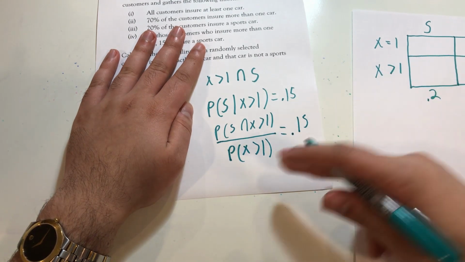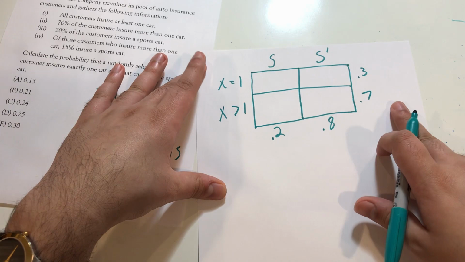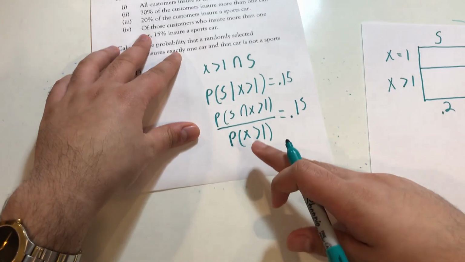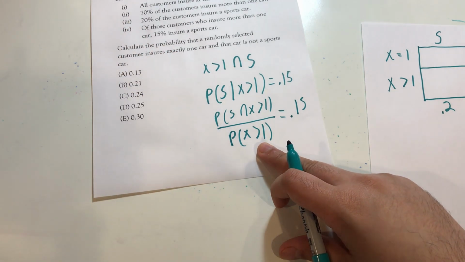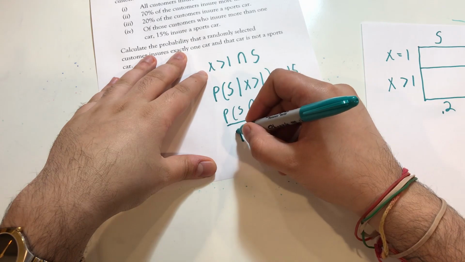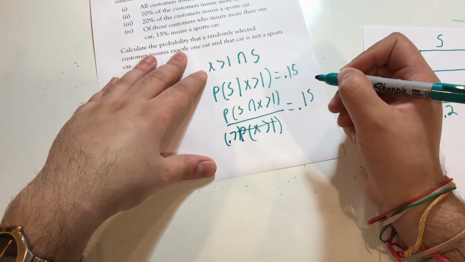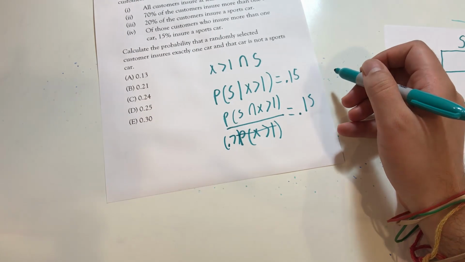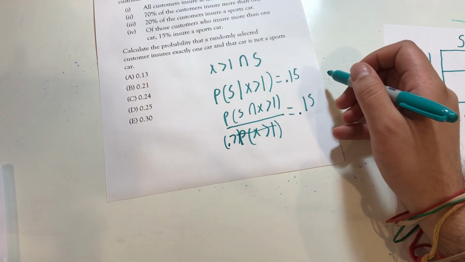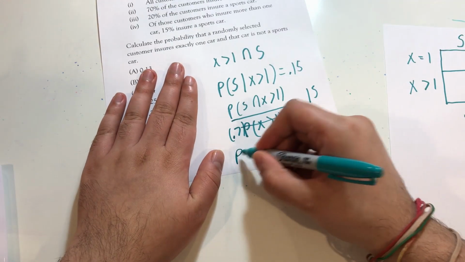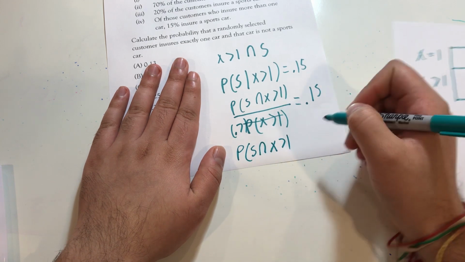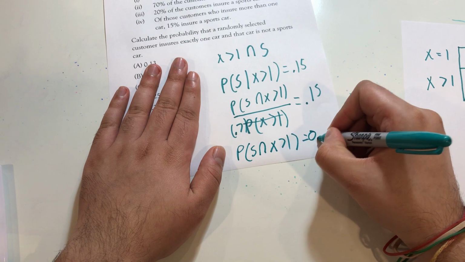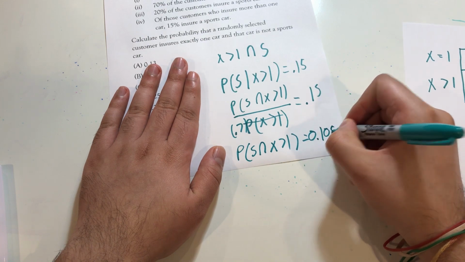And given that we know the probability of insuring more than one car is 0.7, this should be 0.7 times 0.15. Right, so I'm going to cross out the 0.7 here just because I'm running out of room. And then I multiply it to both sides, and 0.7 times 0.15 is 0.105. So the probability that somebody owns a sports car and insures more than one car, that is 0.105.